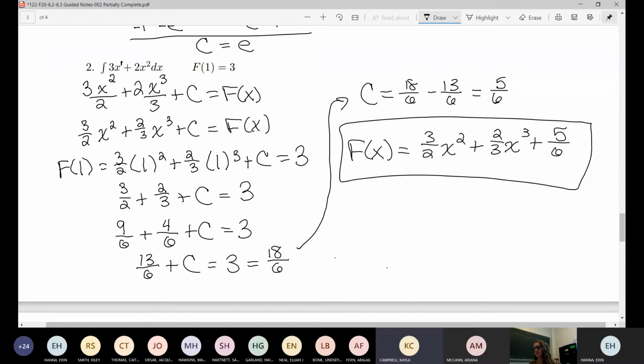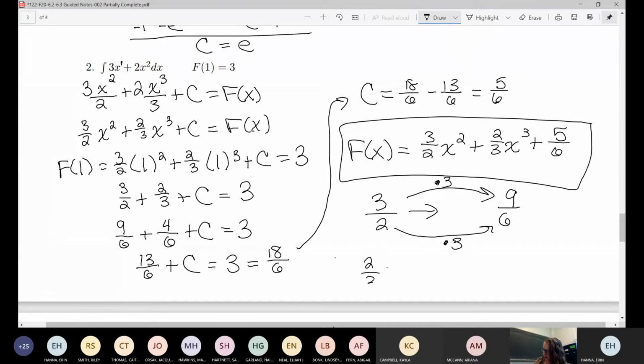How'd you get the 9/6? So I have 3 halves, and I want to change it into something over 6. So to get from 2 to 6, I have to multiply by 3. And so that means that I'd have to multiply the numerator by 3 as well. Kind of similar with getting from 2/3 to 4/6. To get to the denominator of 6, I had to multiply by 2. So I have to multiply the numerator by 2 as well.